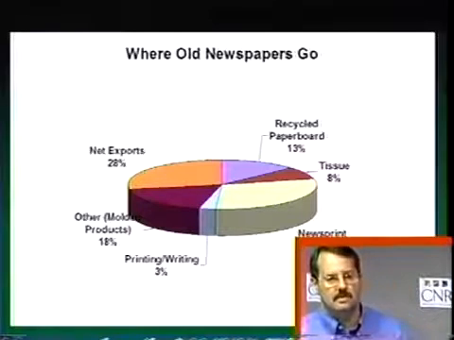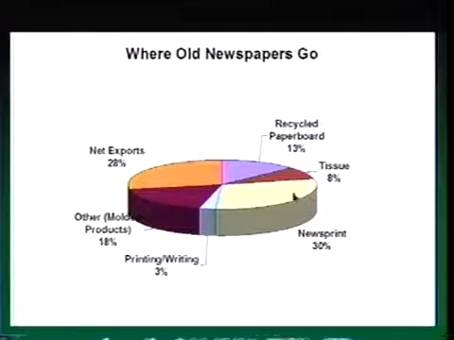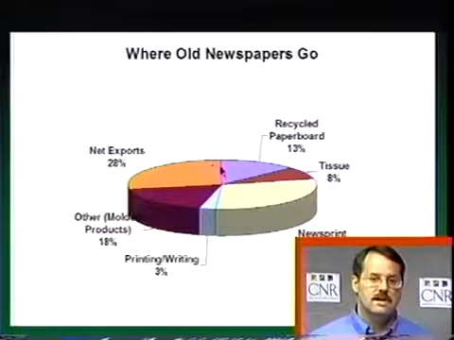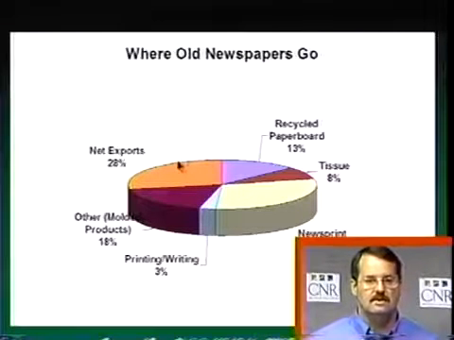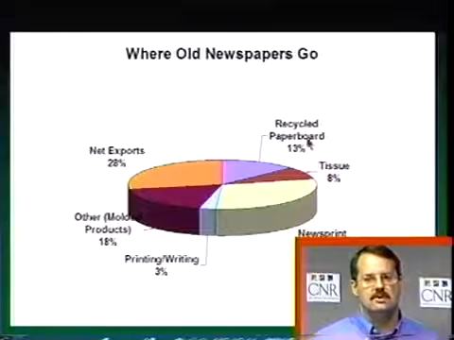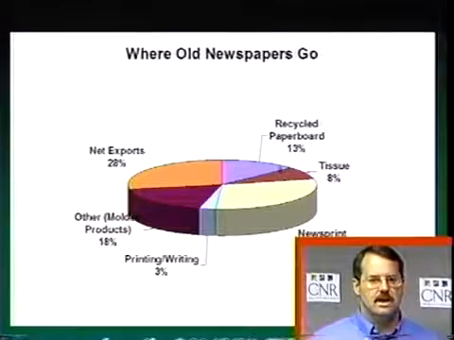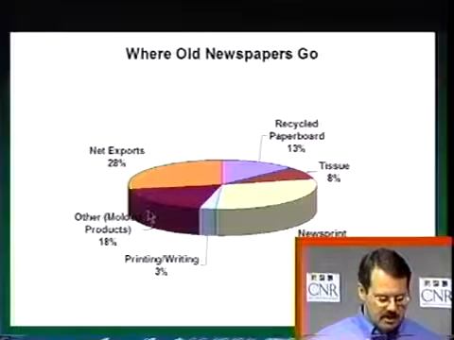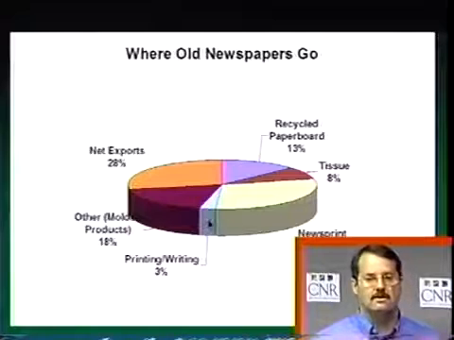Where are the old newspapers going? A good chunk of the old newspapers are going to make newsprint. Actually, 30% of the old newspapers domestically in the United States are going to make newsprint. We also have exports, and I would say a majority of this is also going into newsprint. But you can also see that some goes into tissue, some goes into recycled paperboard. So newsprint is a very cheap alternative material for these two applications. This category right here at 18% is molded products, and then a small amount goes to printing and writing.